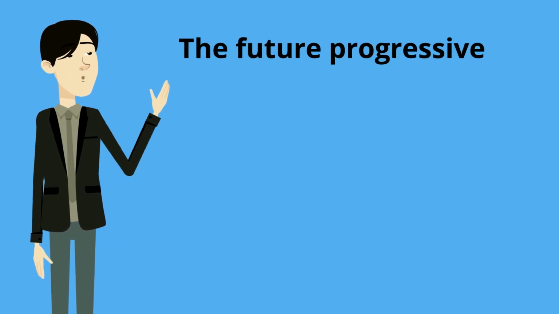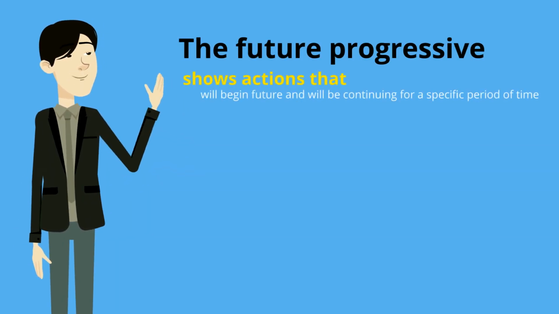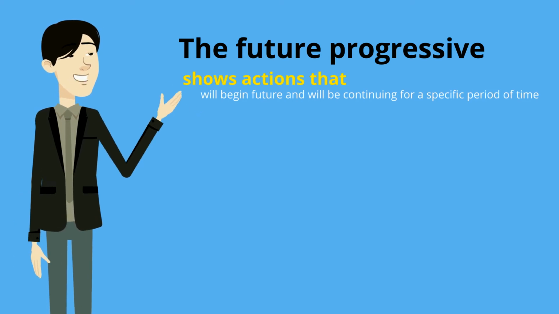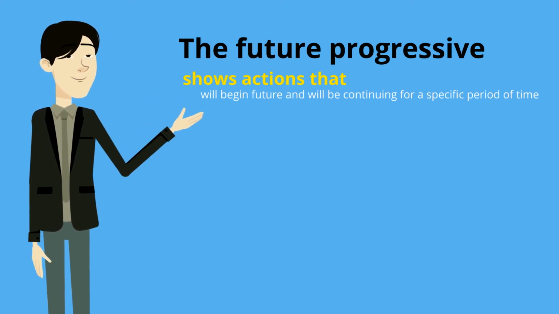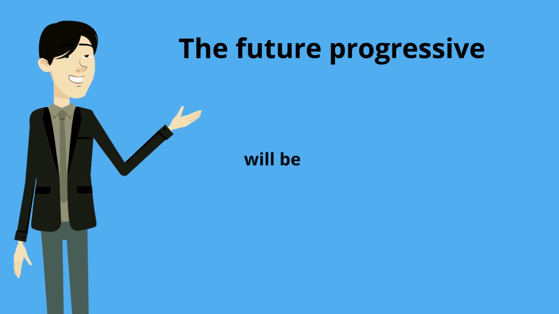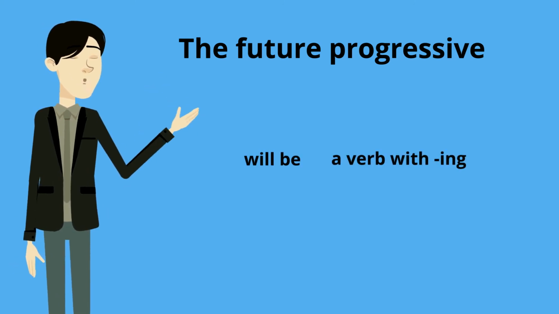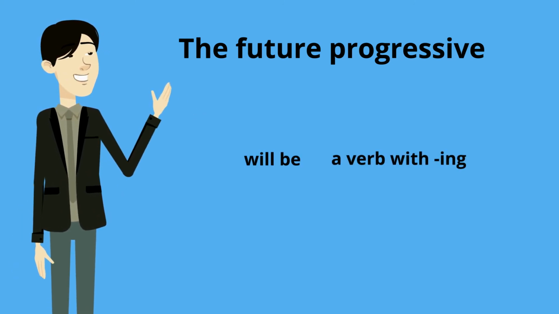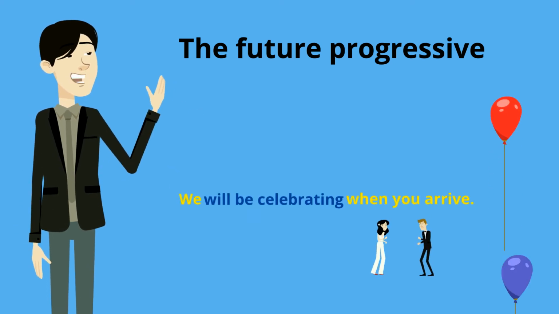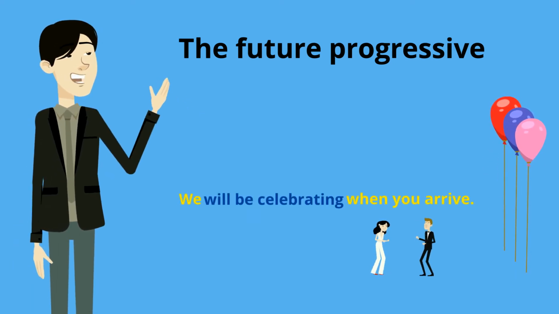The future progressive is for actions that will begin in the future and will be continuing for a specific period of time. It's formed with will be and a verb with ing. Example: we will be celebrating when you arrive.